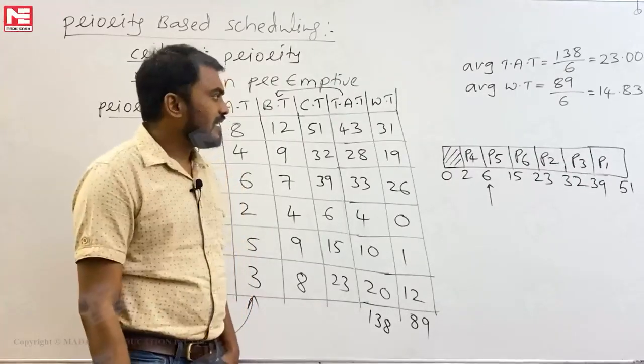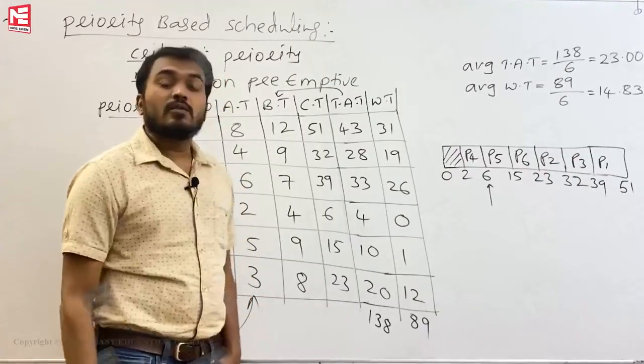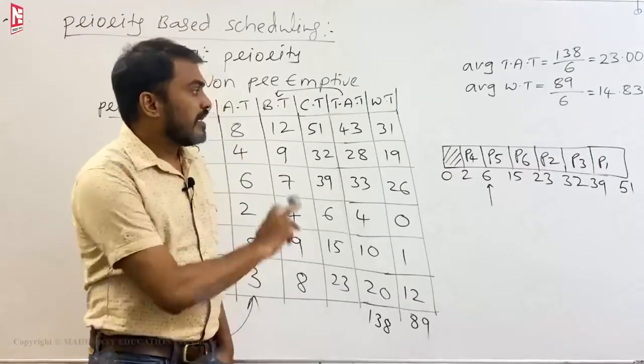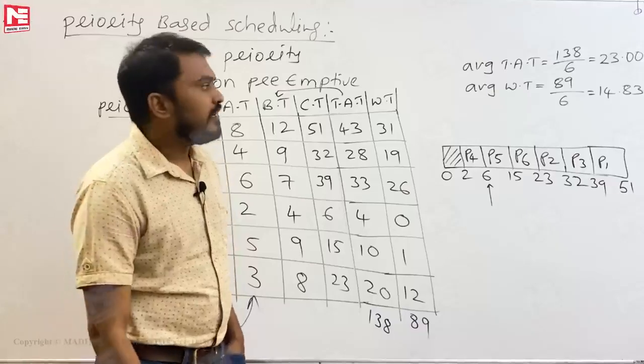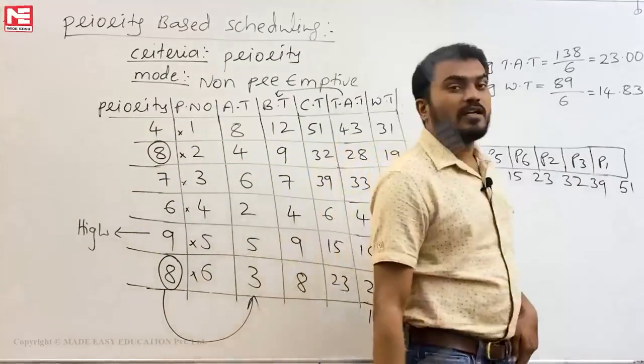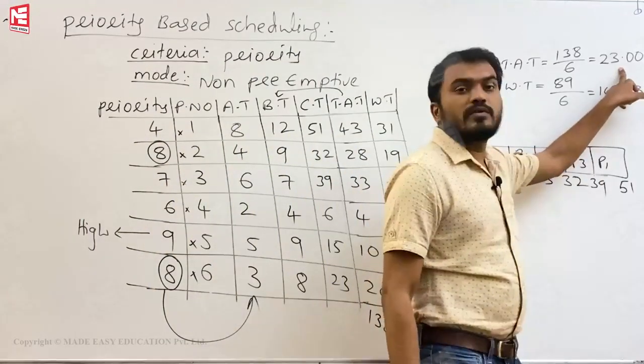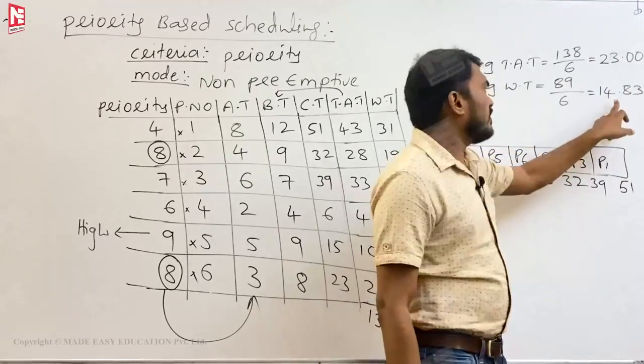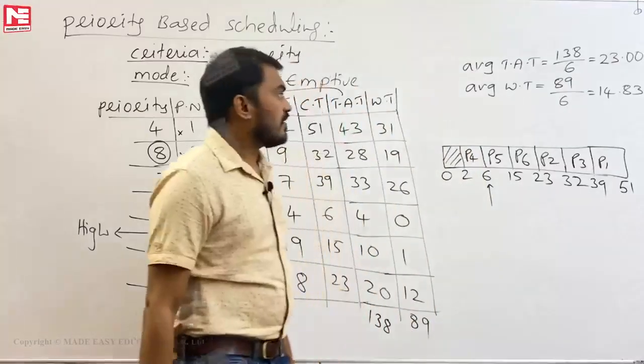Okay, so the concept is clear. But remember, don't use a calculator when you're solving, when you're sitting and watching the video. You can directly solve that properly. So this is how you solve. In the exam you have to type. If it is a numerical type question asking for up to 2 decimals, you have to type 23.00 and here also 14.83. So this is how you solve the problem.